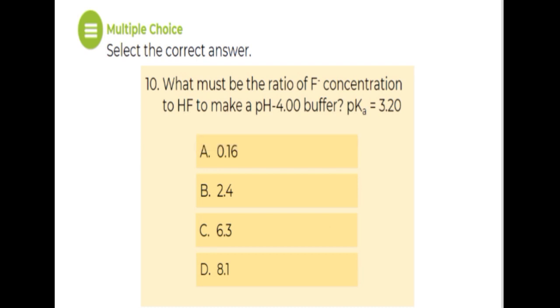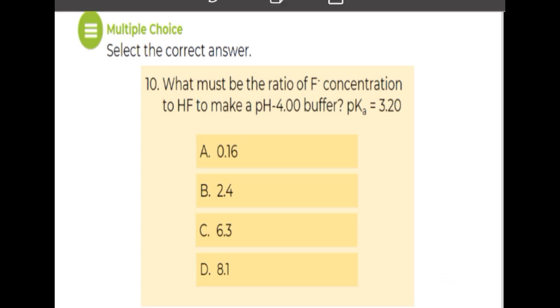Number 10. What must be the ratio of F negative concentration to HF to make a pH of negative 4.00 buffer? pKa is equal to 30.20. Letter A, 0.16. Letter B, 2.4. Letter C, 6.3. Or letter D, 8.1. That's all.